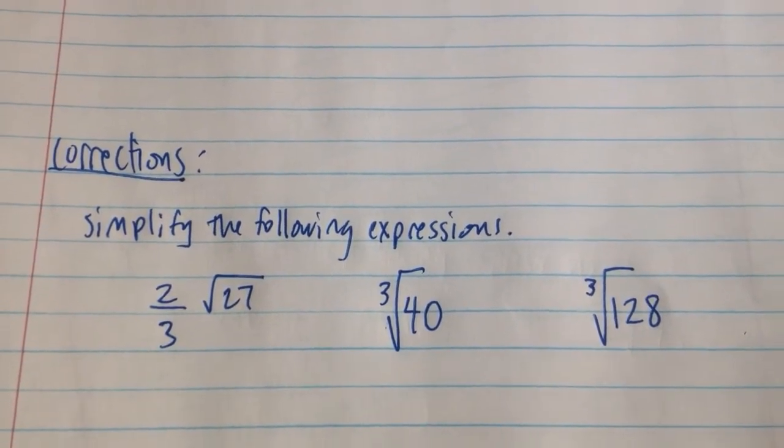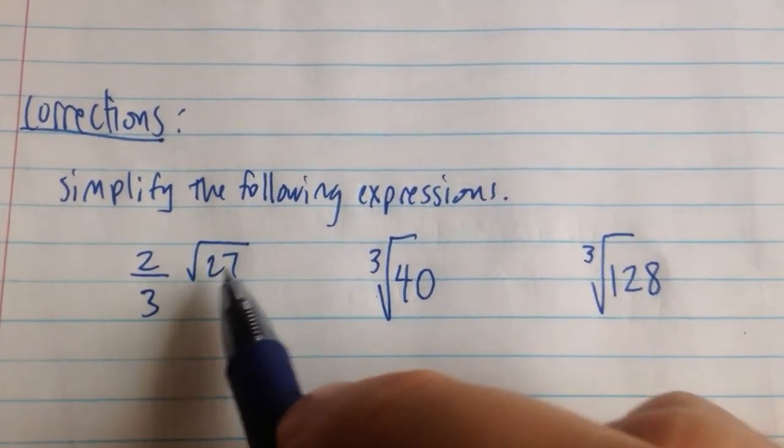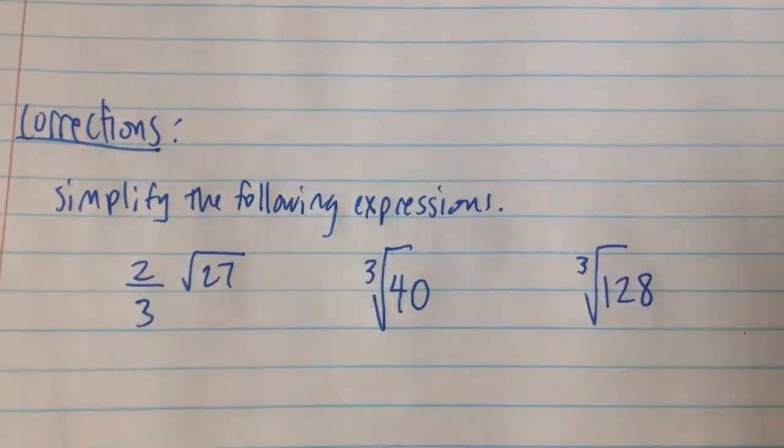For corrections, simplify the following expressions. 2/3 square root of 27, cube root of 40, and the cube root of 128.